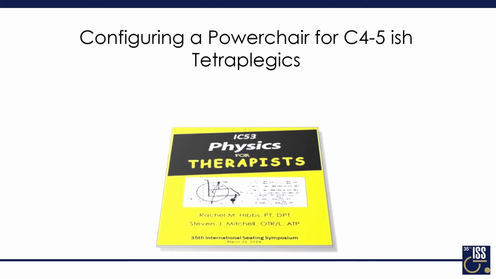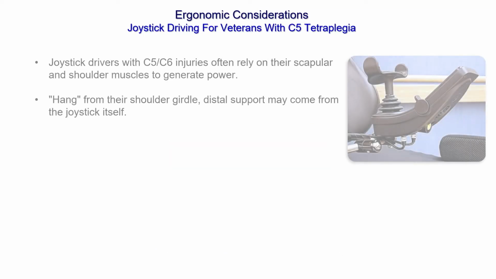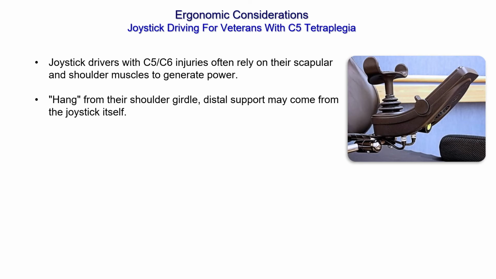But there's a different thing when you look at somebody that's like a C5-ish, maybe a C4 tetra, that's driving with the goalpost, because they're not getting proximal stability. They're using those muscles to do movements, their shoulder girdle to move the joystick around. So where's the resistance coming from, or the stabilization? It's coming from the actual joystick.